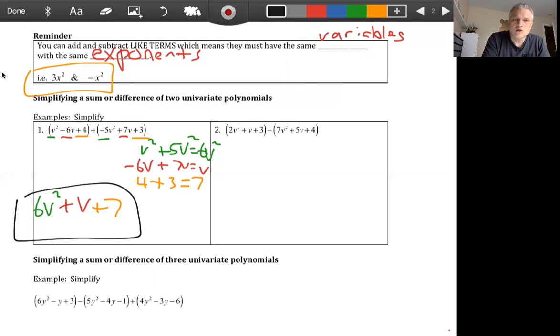So I used all three of the terms in the first set of parentheses. I used all three of the terms in the second set of parentheses. So there isn't a term that just hasn't been used. If there were a term that I didn't underline, I'd have to bring it down and add it in somewhere. Like if there was an x that didn't have another x to add or subtract, I'd have to bring it down into my answer. So I took the like terms, I added them together, I have my answer.